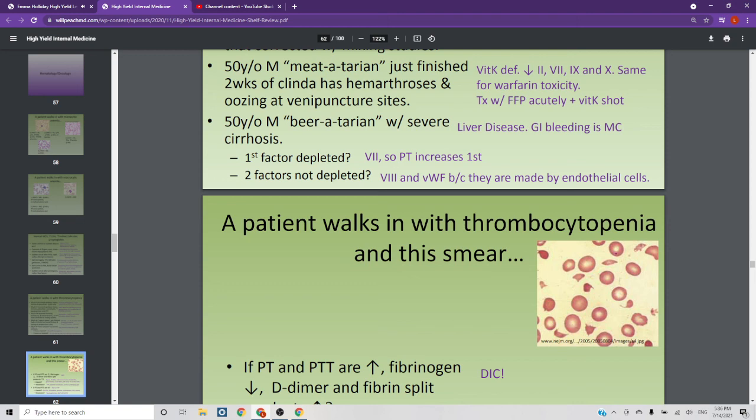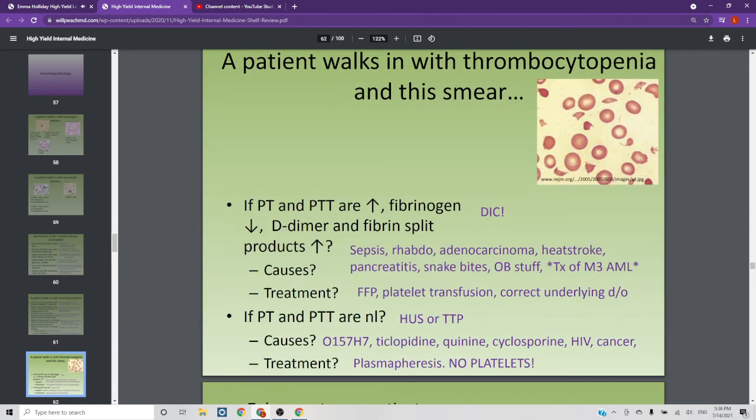Okay, so we'll go through a couple more slides, and then it's going to be 9 o'clock, so we'll have to stop. So if a patient walks in with thrombocytopenia and this, is that scary? What is that? Schistocytes. So that's scary. And if the PTT and PT are both high, fibrinogen is low, D-dimer and fibrin split products are high, there's your DIC. So what causes it?